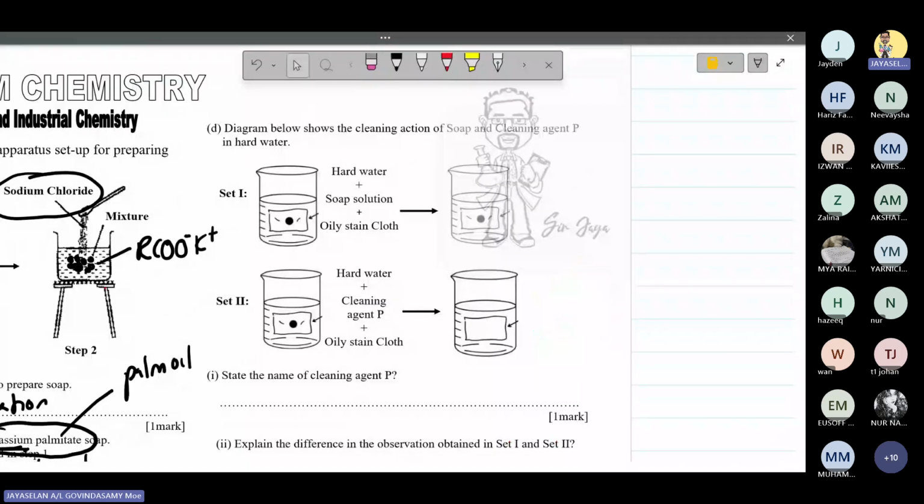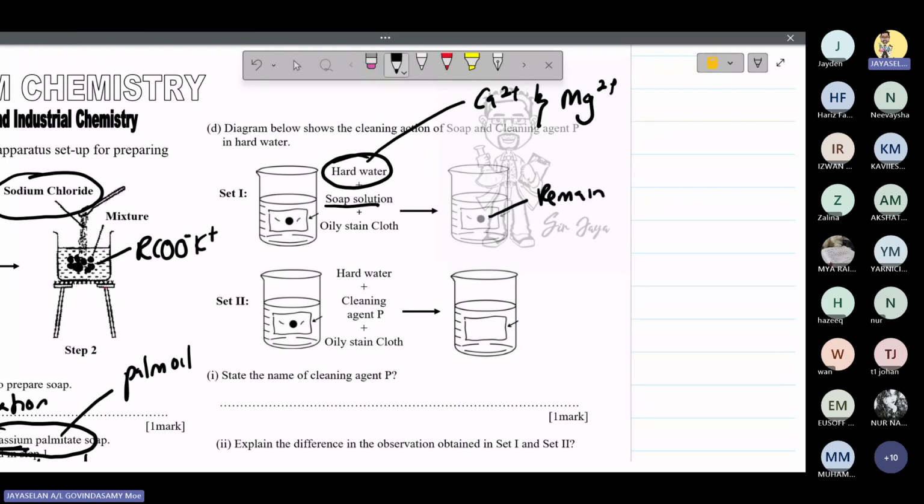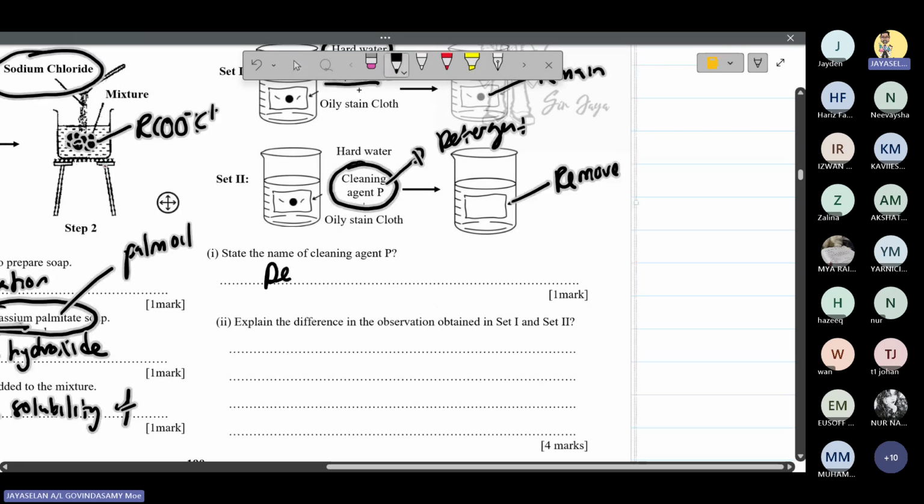Okay, so next one, you see this experiment. Add water, circle add water, you tulis calcium ion and magnesium ion. Add water contains calcium ion and magnesium ion. Dia letak soap solution. Oily stain lepas wash still remain. Add water cleaning agent P. Okay, oily stain sudah hilang. So ini adalah remove. So cleaning agent P adalah apa? Detergent. So name the cleaning agent P. So jawapan kamu adalah detergent. So saya dah score full mark lah.